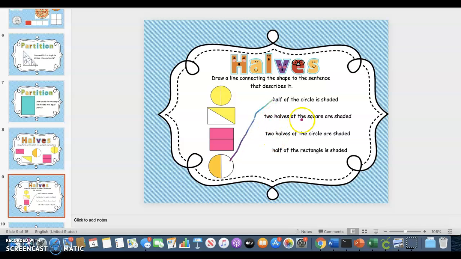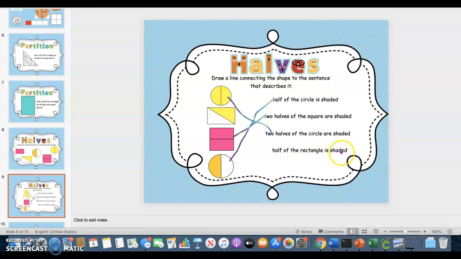2 halves of the square are shaded. So let's see if we can find the shape that matches. It has to be a square, and 2 halves of the square are shaded. This one has 1/2 and 1/2, 2 halves, and they're shaded. 2 halves of the circle are shaded. So it needs to be a circle and 2 halves, 2 pieces, are shaded. Yep, there it is.